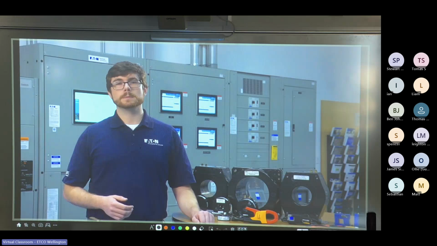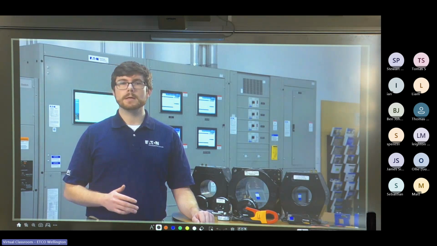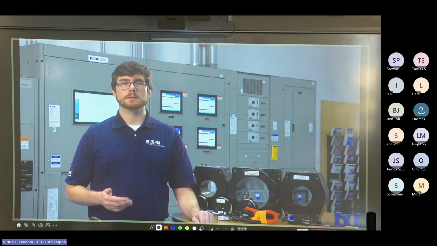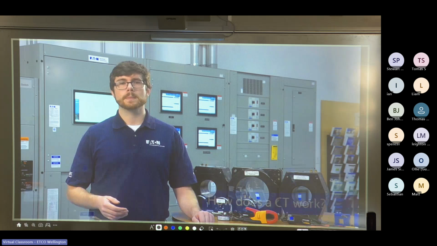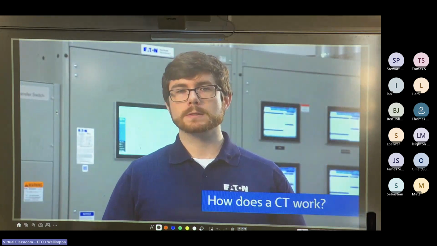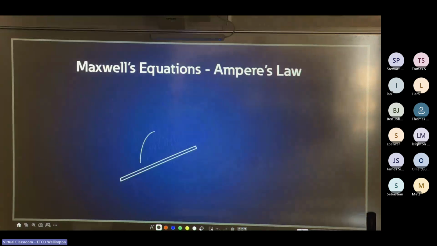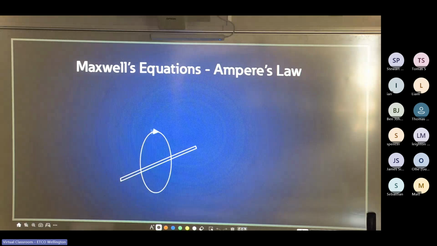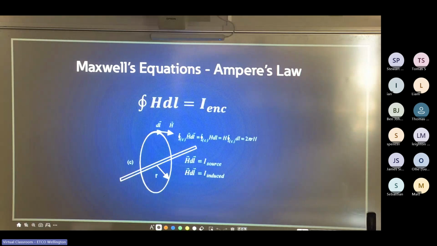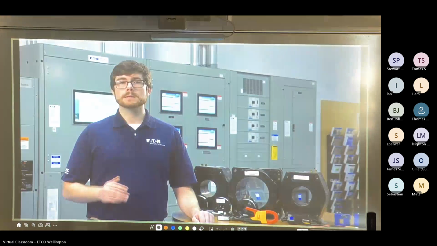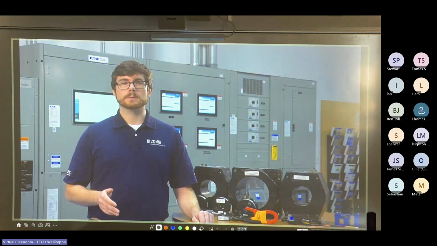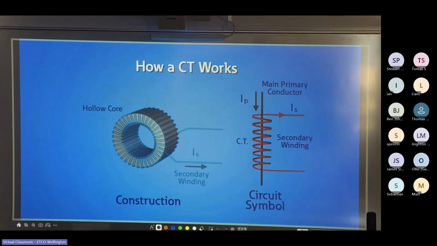Let's start with a simple explanation that describes the most common ways of calculating and measuring current using current transformers. By applying Maxwell's equations, specifically Ampere's law, we can say that if a magnetic field is integrated around a closed loop of wire, the value of that integral is equal to the net current enclosed by the loop. CTs are closed loop instruments consisting of a magnetic core and a secondary winding around the core.